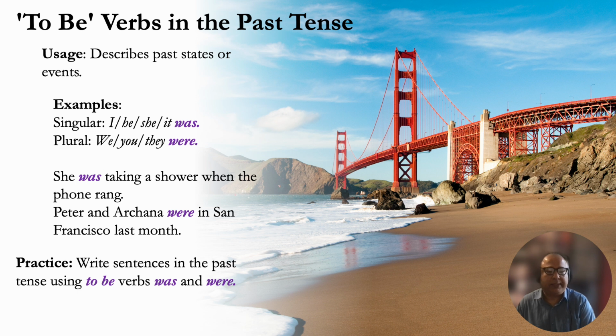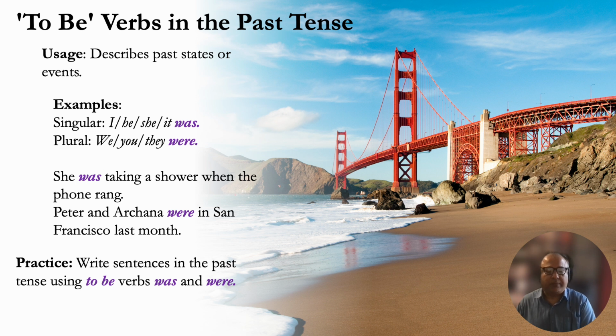So singular examples of to be verbs are was, as in the past tense. He was, she was, and plural is were. So there are 2 to be verbs in the past tense, was and were. She was taking a shower when the phone rang. That's just 1 person, she was.